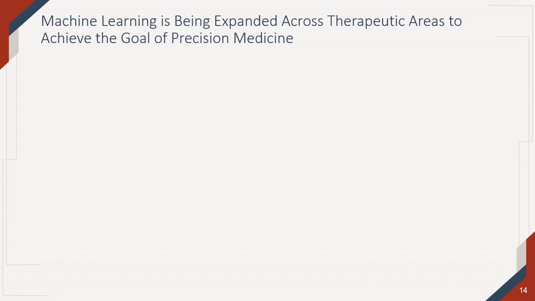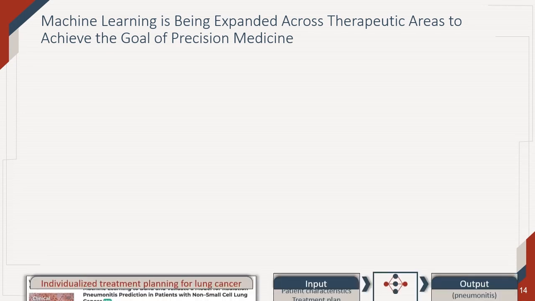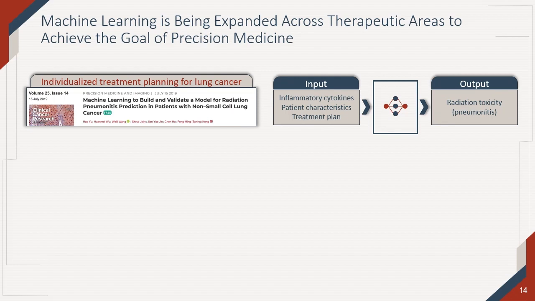Lastly, I wanted to highlight some examples from literature to show how machine learning is being used in precision medicine. Approach in these examples is same as I demonstrated in my case study. We identify the relationship between biomarkers and outcomes, and we can use it in real time as new data becomes available. In this first example, a machine learning model that can take as input inflammatory cytokines, patient characteristics, and treatment plan was developed that could predict an adverse event. This model can be used to individualize radiation therapy in patients with non-small cell lung cancer.